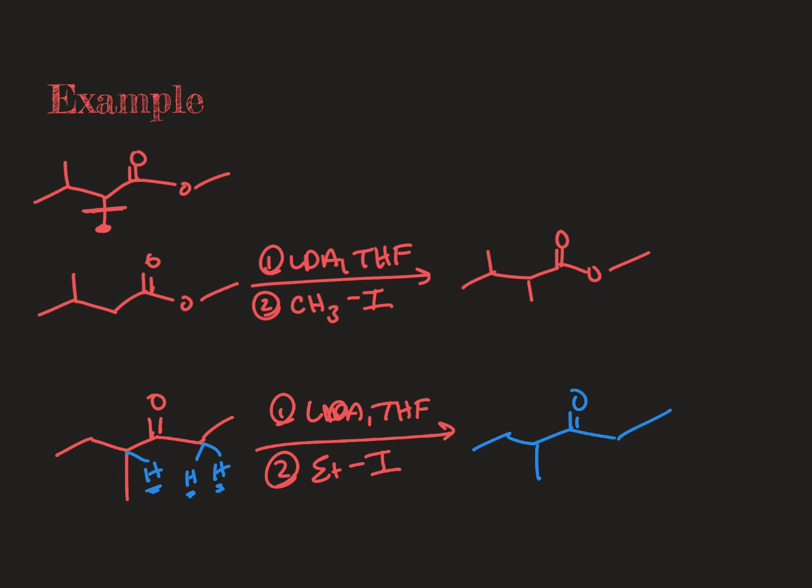So that means that ethyl group will add over on that right-hand side. So remember that you're looking for the less hindered enolate ion to form, and that is where you will then form the new carbon-carbon bond.